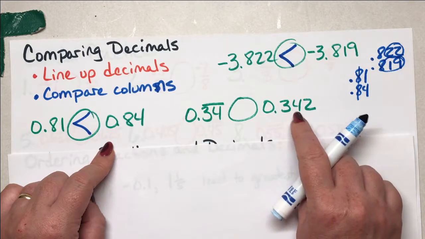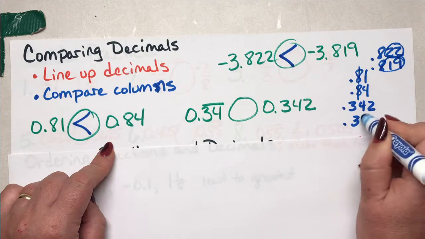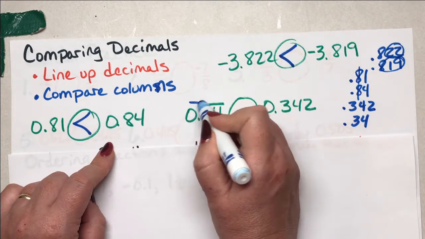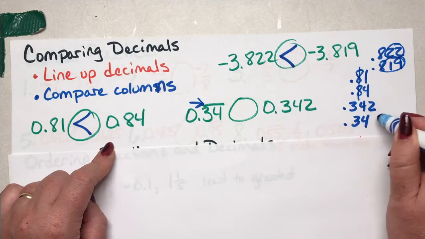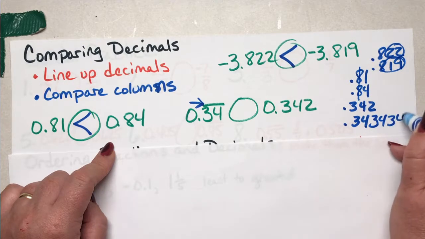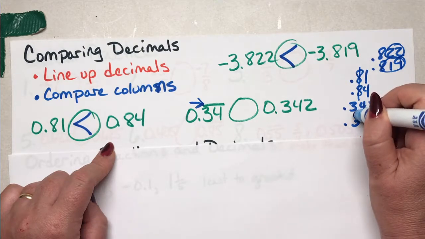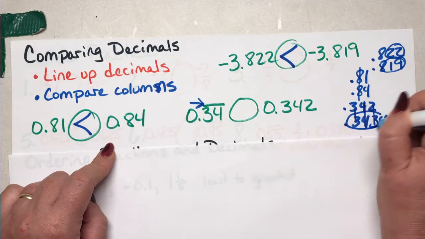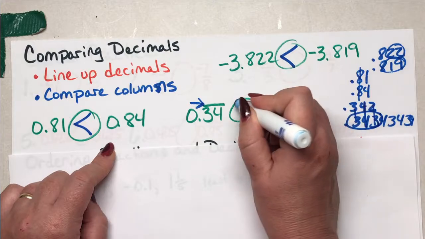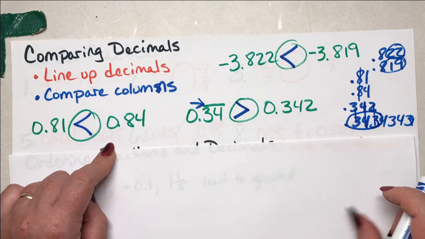This one can be tricky because this looks like 342 versus 34. Realize that this means it repeats. So this is really 3, 4, 3, 4, 3, 4, 3, 4, and it keeps going. Does that mean it's bigger than this one? Well, these two are the same and these two are the same, and we're actually just comparing these two. And here, this number is bigger, so we're going to put our greater than sign here.